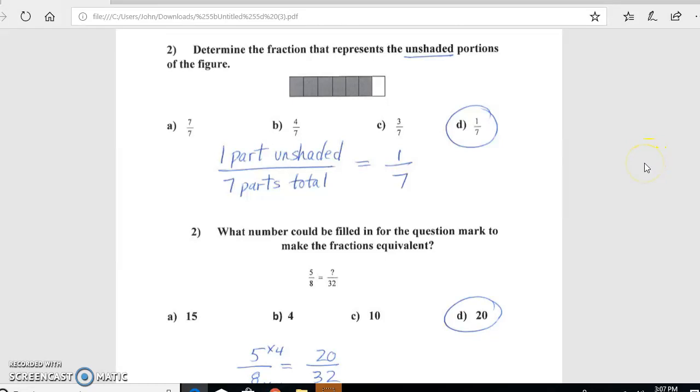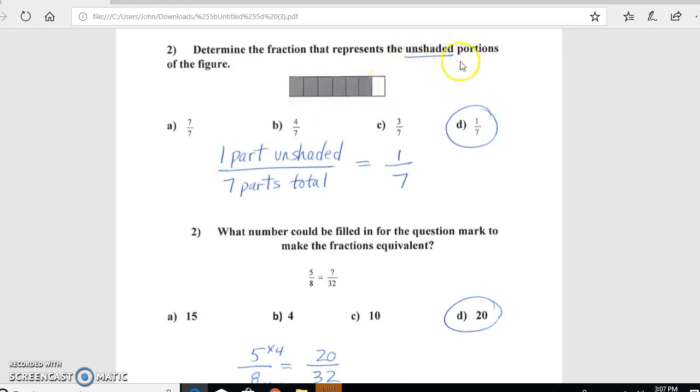This is the practice test for fractions, and here we're covering numbers 2 and 3. And we notice here number 2, the question is, determine the fraction that represents the unshaded portions of the figure. And we have this rectangle divided into 7 equal parts. 6 of them are shaded, 1 is unshaded.